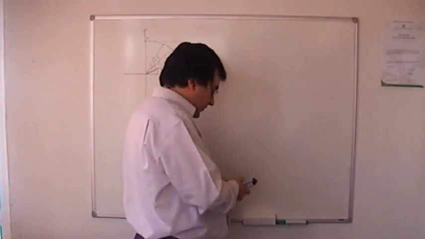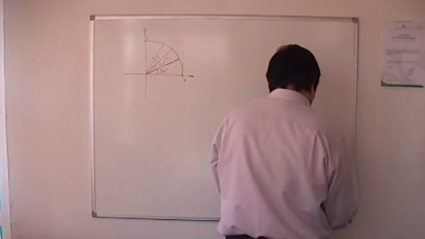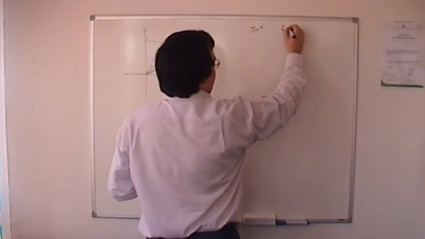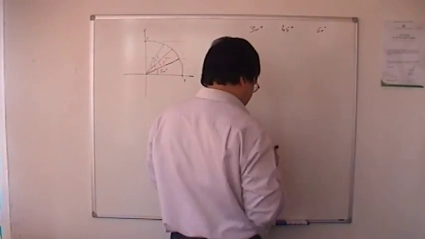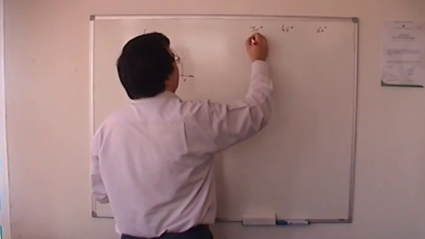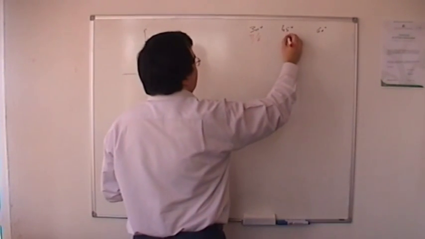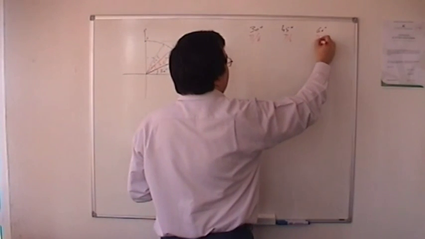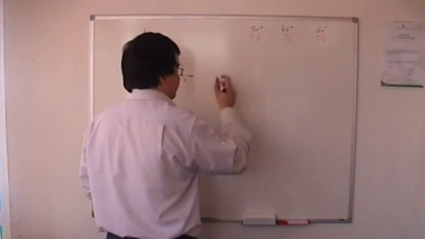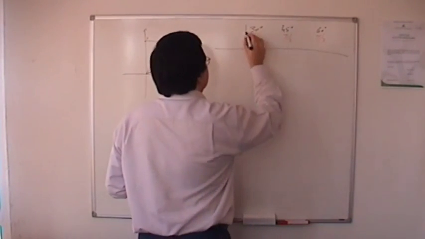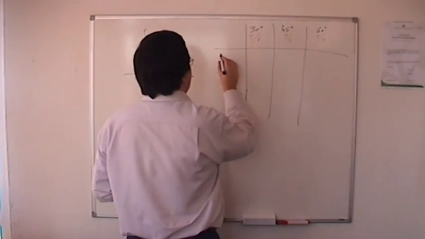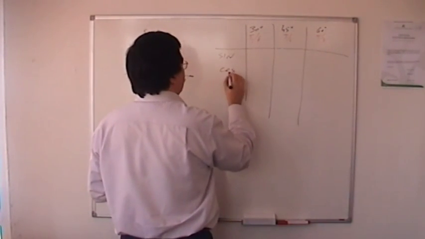Now, values for our trigonometric functions. So we'll have here 30, 45, 60. If you prefer the angles in radians, okay, you have pi over 6, pi over 4 and pi over 3. And let's build the table. Sine and cosine.